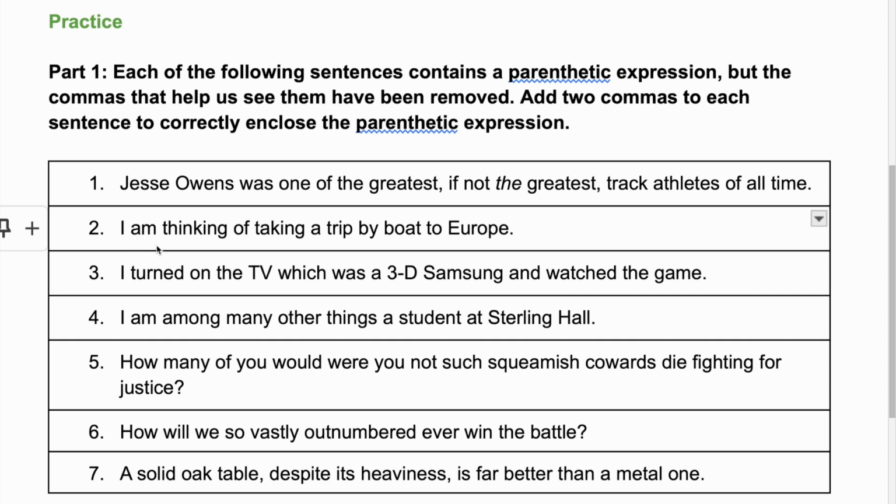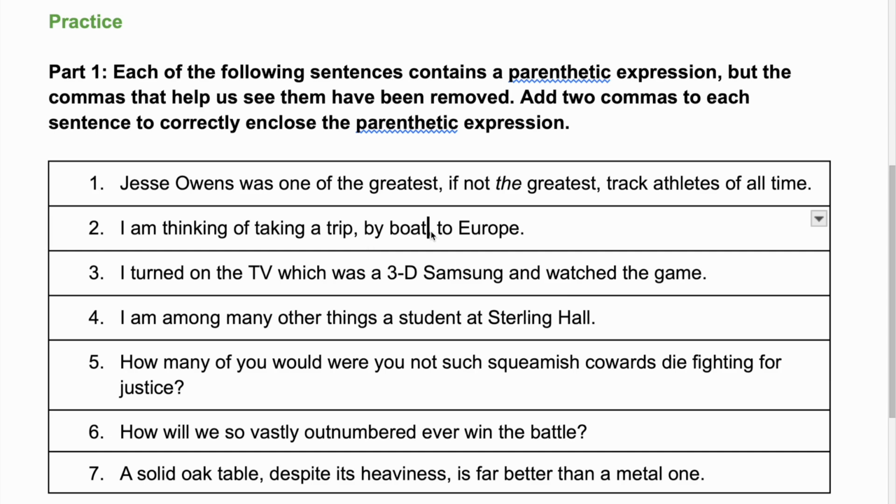I'm thinking of taking a trip by boat to Europe. Take a second, you can pause the video if you need to, and try and identify what part of the sentence is parenthetic and where the 2 commas should go. The answer is that the parenthetic expression is by boat. So the comma will go before and after those 2 words. I'm thinking of taking a trip, by boat, to Europe.